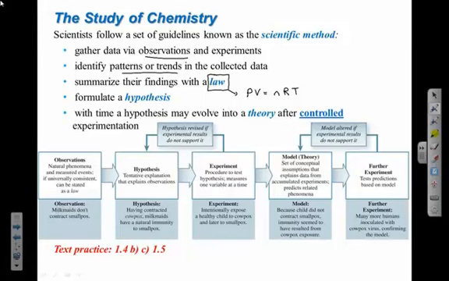And so scientists will take laws. A law is really just an observation that you've made over and over again. A law does not explain why. Okay, so that's a key thing. An observation or a law is just what you observe, what seems to be happening. A hypothesis or a theory, those explain why. They are our attempt to answer a question, why is the ideal gas law correct?